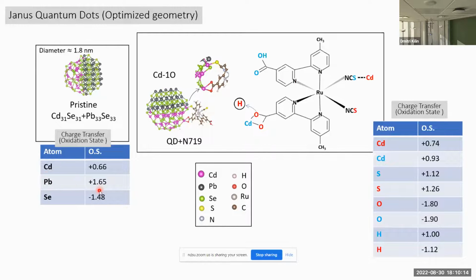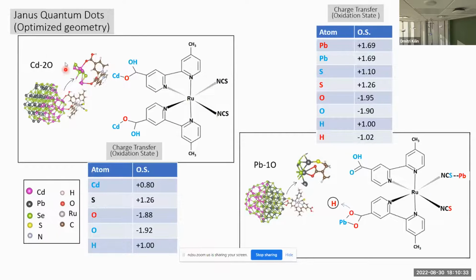It has a +1.65, but cadmium generally has +2, but in the quantum dot it is showing the reduced value of 0.6, which means during the quantum dot reaction, it lost most of its charge.